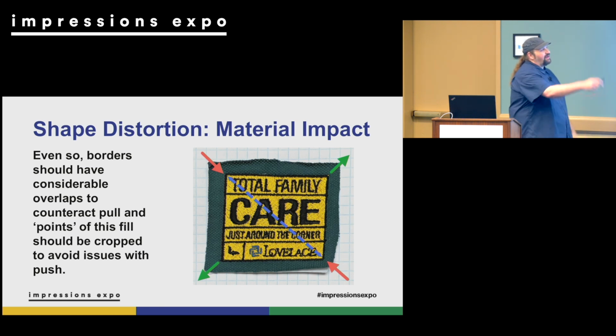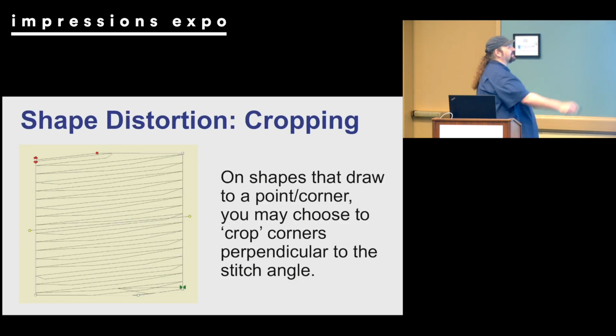And I will say this, when I have to run an angled fill and I know that I'm coming out to these points, the other thing we can do is crop the points, and I'll show you that real quickly. If I'm running this fill, we know that in this angle I'm going to pull, in this angle I'm going to push. I can actually crop the point off right where the border intersects, and you'll see that I just cut these little points off.